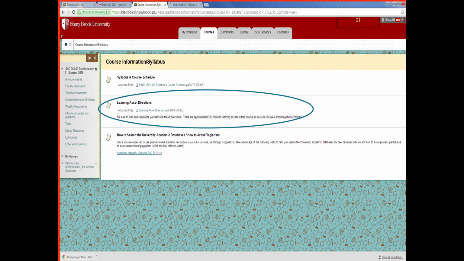Next, I'd like to go over the learning asset directions. Again, there is approximately 80 of these required learning assets in this course, so make sure you understand the criteria and exactly what the objectives of them are. There's also a video on how to search the university databases and how to avoid plagiarism.